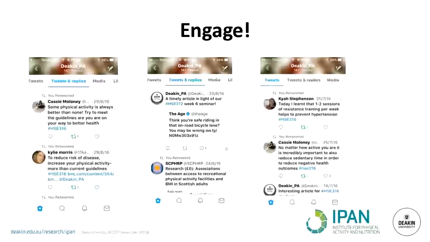You can see here, Kaya over on the right-hand side: today I learnt that 1 to 2 sessions of resistance training per week helps to prevent hypertension, with a hashtag HSE316. So we could see what students were actually taking in, and what they were able to convey as well.